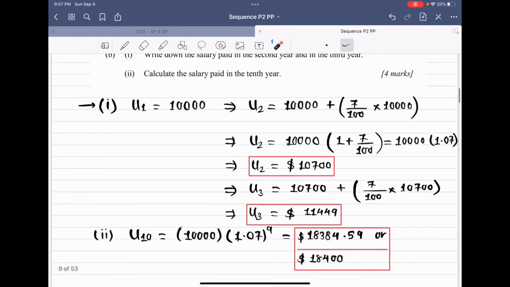Now they said calculate the salary paid in the 10th year. Salary paid in the 10th year, not the total. So 10th year, so un. u1 is 10,000 times r, 1.07, raised to 10 minus 1, which is 9. Calculate this on a calculator, just do 1.07 raised to 9. First you calculate this value, then you multiply by 10,000. You will get 18384.59, or you can round off to 3 significant figures: 183, after that is 8, so add 1 to the 3 and it becomes 4, so 184. The remaining 2 digits would be 0. No need of showing this.